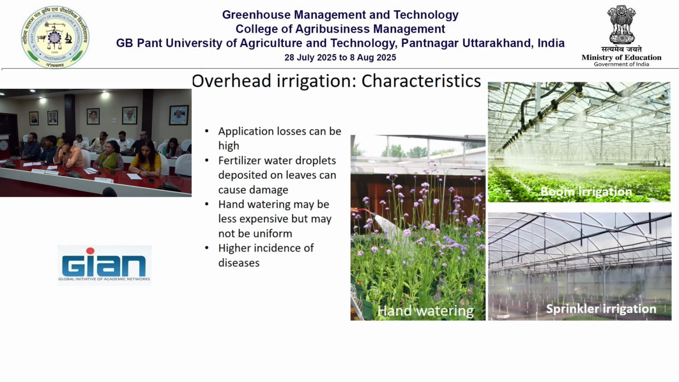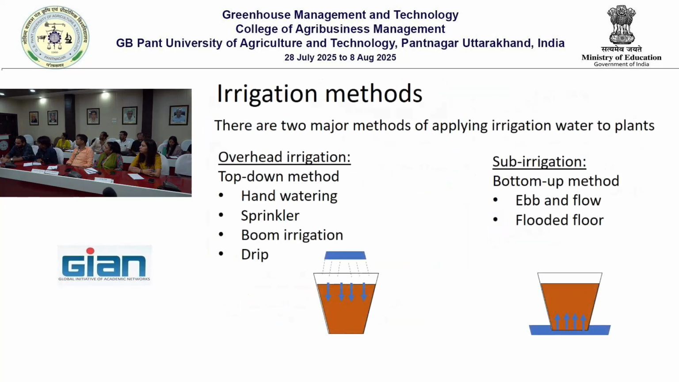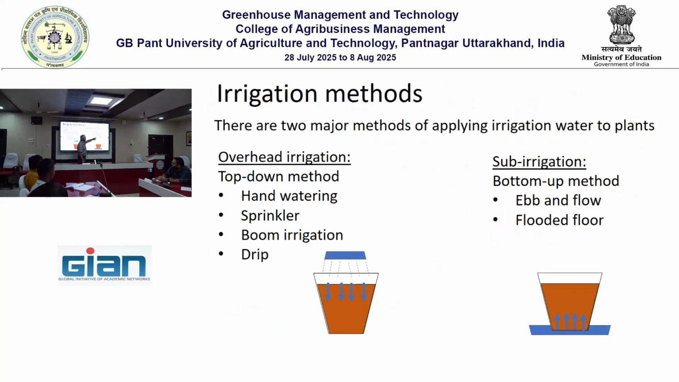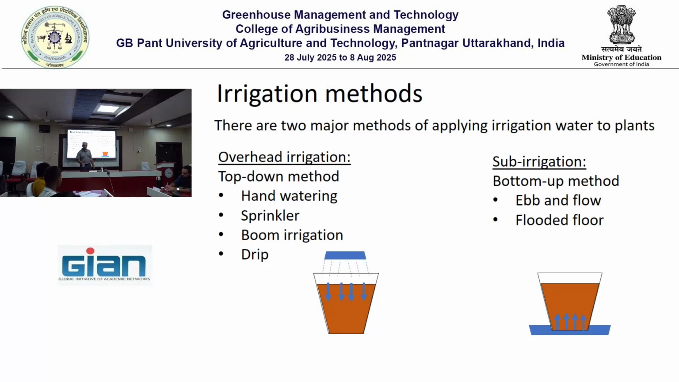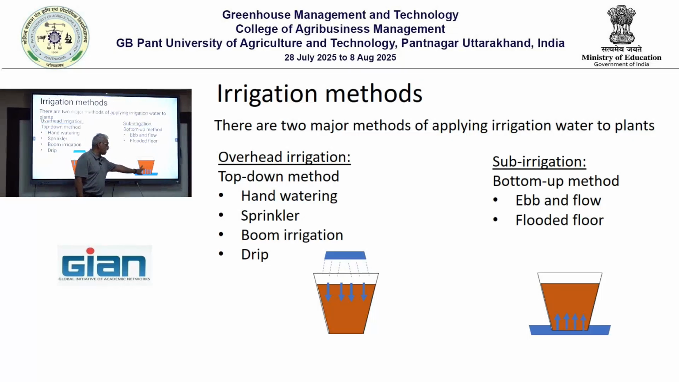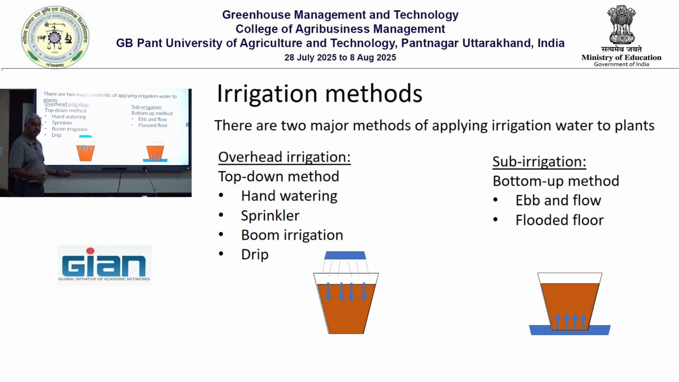Okay. So this is what we talked about, right? That is boom irrigation, and then we have drip irrigation, which you're probably all familiar with, and we'll talk about drip irrigation and how it is done. But when you come to sub irrigation, remember it's bottom up, right? We have 2 methods, ebb and flow and flooded floors, and I'll describe both of them. But this picture should tell you how the plants get water. Here it goes upwards. Here, water goes downwards. That's a big difference.